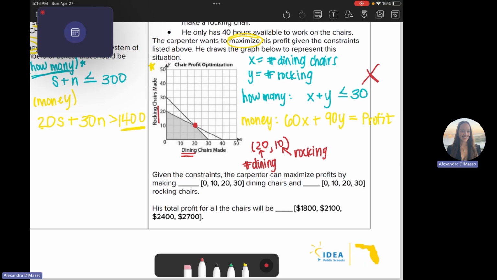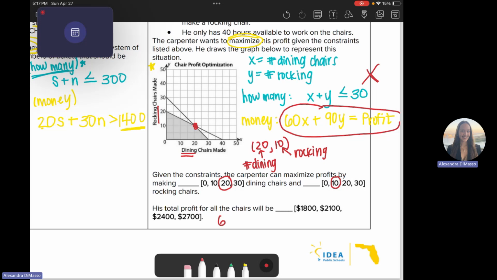But if I'm looking at this problem, given the constraints, the carpenter can maximize his profits by making how many dining chairs? What's the solution? We just said 20 dining chairs and 10 rocking chairs. Okay, so that's the solution to my equation. Now, his total profit for the chairs will be how much? Well, I did write an equation for profit. So all I'm going to do is take these numbers, 20 and 10, and I'm going to substitute them into the appropriate variable for the problem.